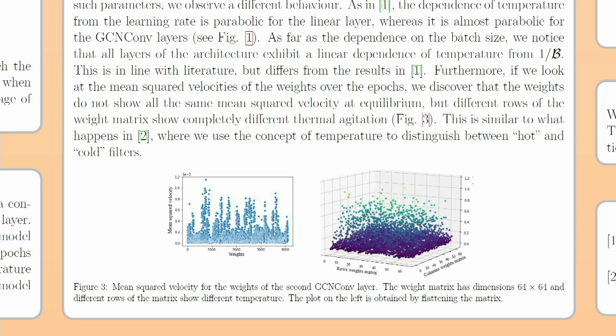We had obtained a similar behavior during the study on CNNs, in which we noticed that different filters of the same CNN had completely different temperature. Some filters had really high velocity for the parameters, whereas other filters had really low velocities, and the parameters had more or less the same behavior. Here we recognize that it seems that different rows of this weight matrix have different temperature.